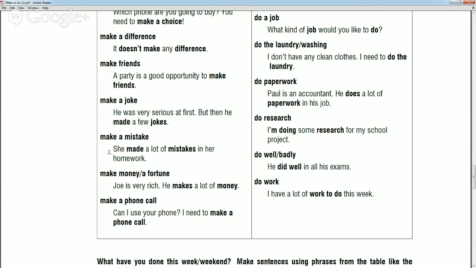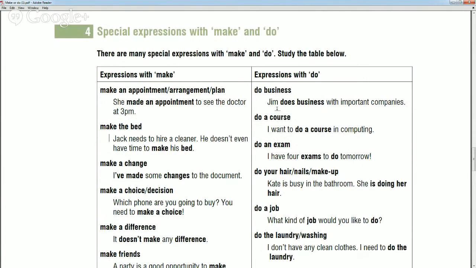So, okay, make a phone call. Perla, can you read that? Make a phone call. Okay. Can I use your phone? I need to make a phone call. Sure, sure. Thank you. Okay, now to expressions with do.